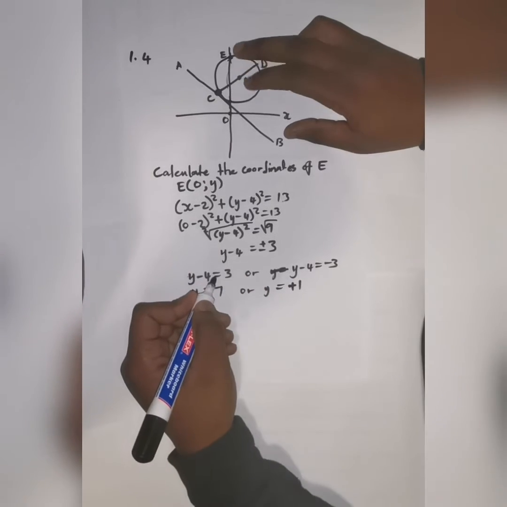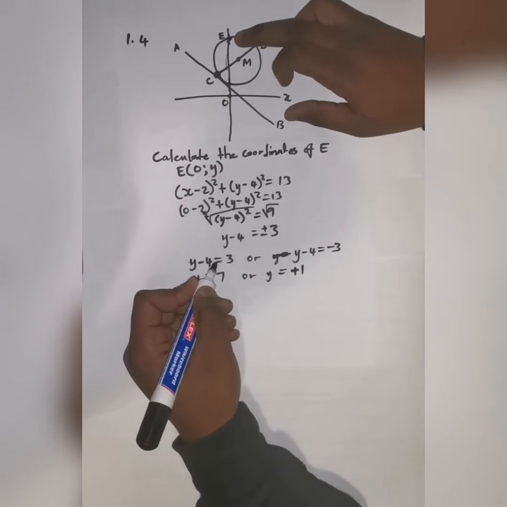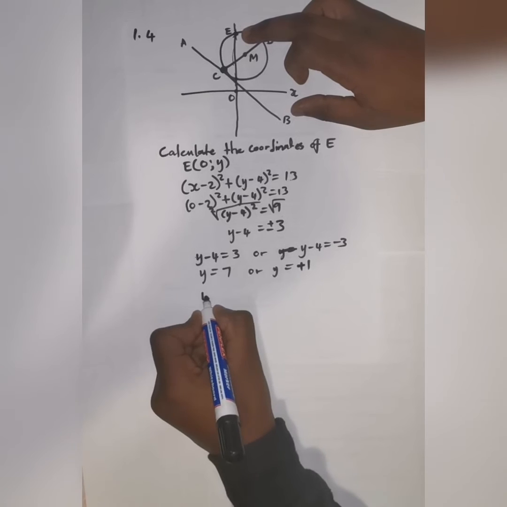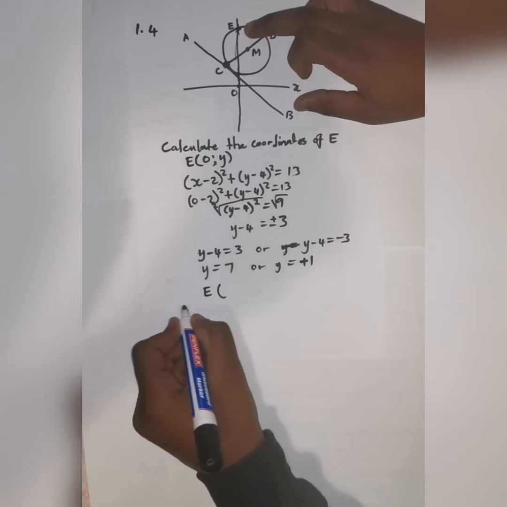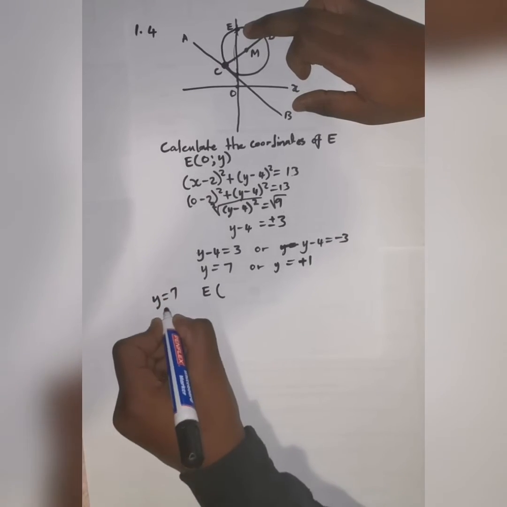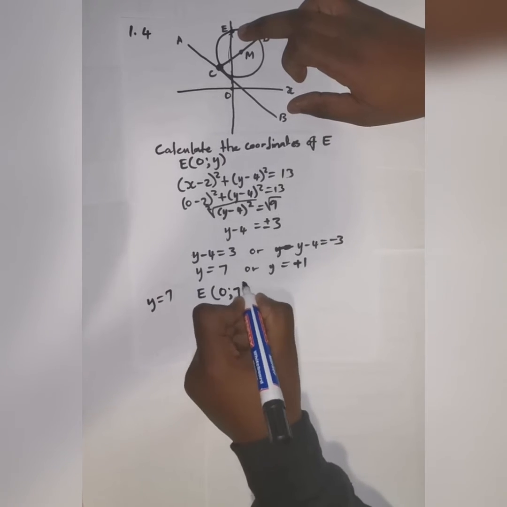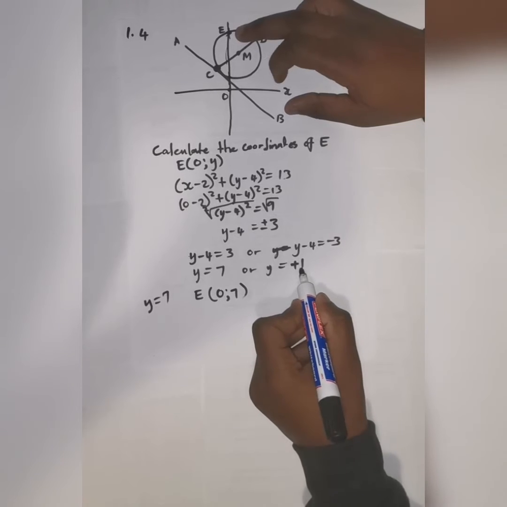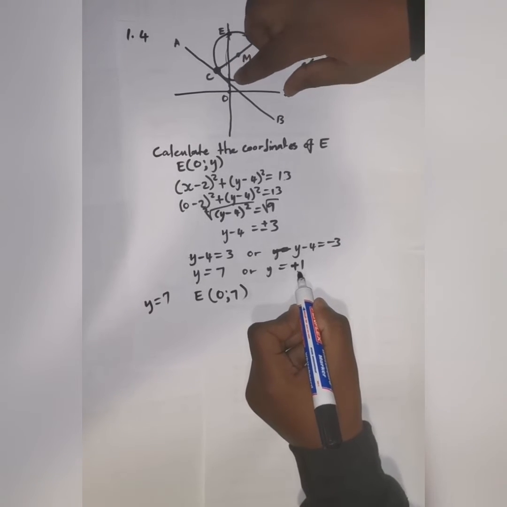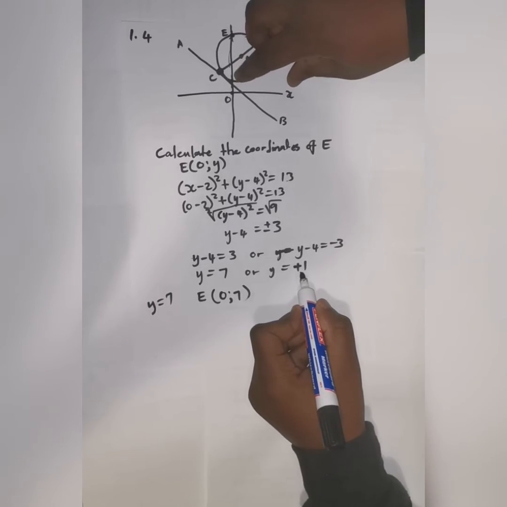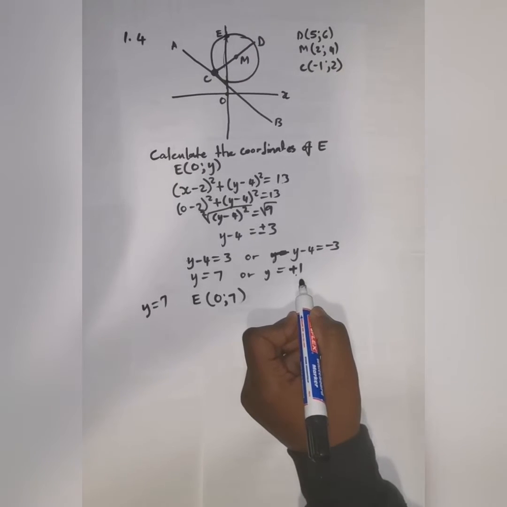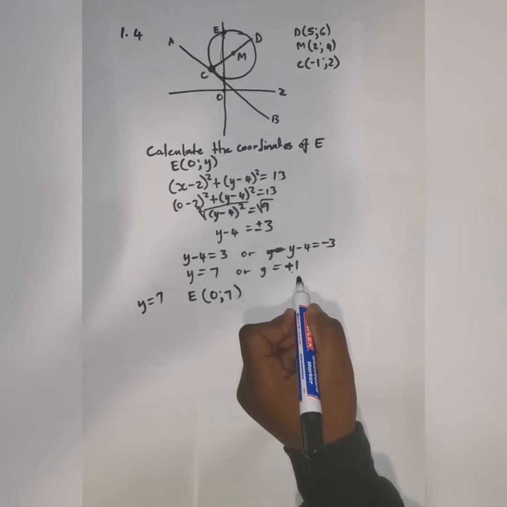So clearly E is at the higher point, so logically y equals 7 is the correct answer. So E will be (0, 7). And then this other y value will be for the point right there at the bottom. That will be all for this question.